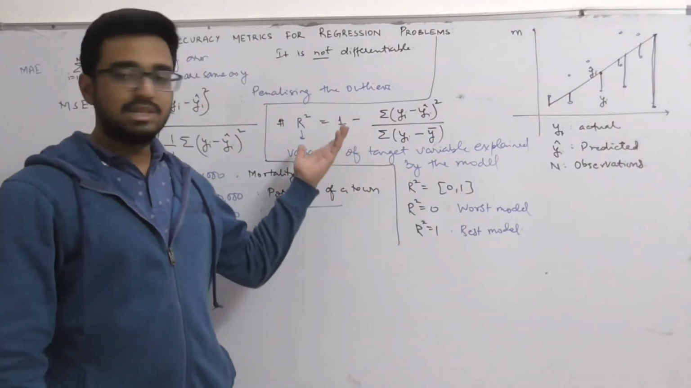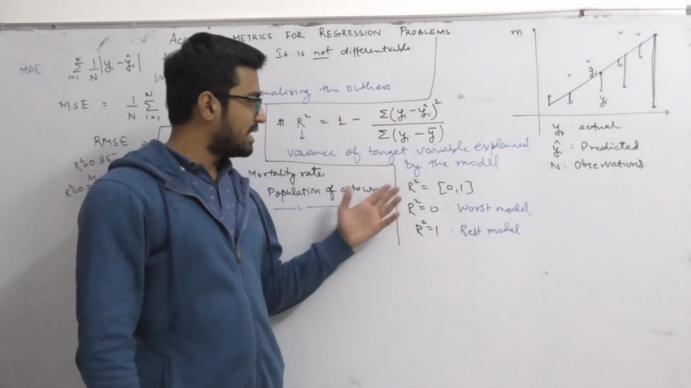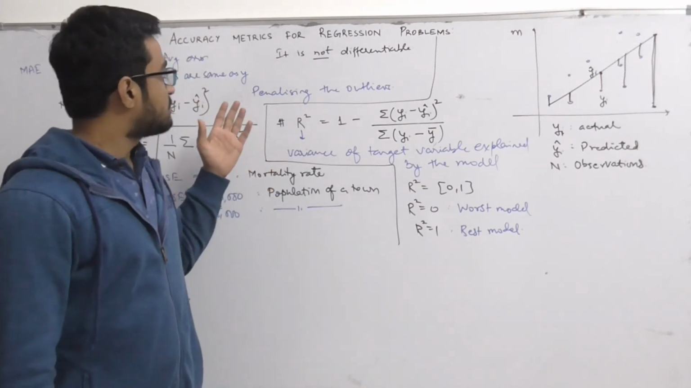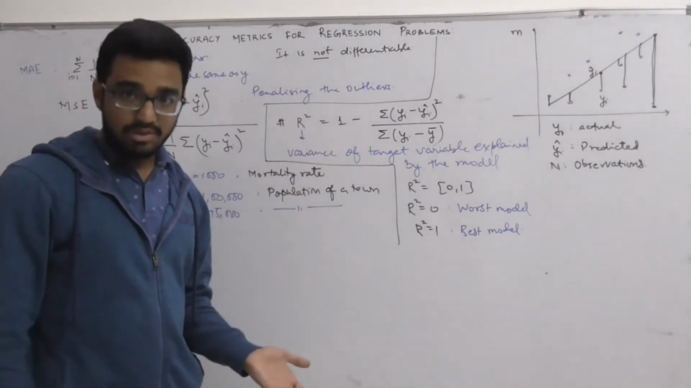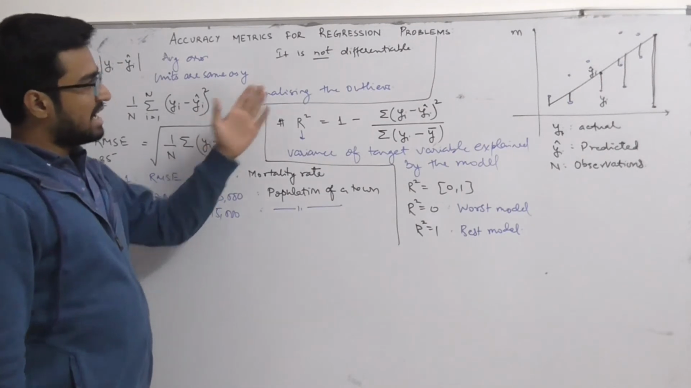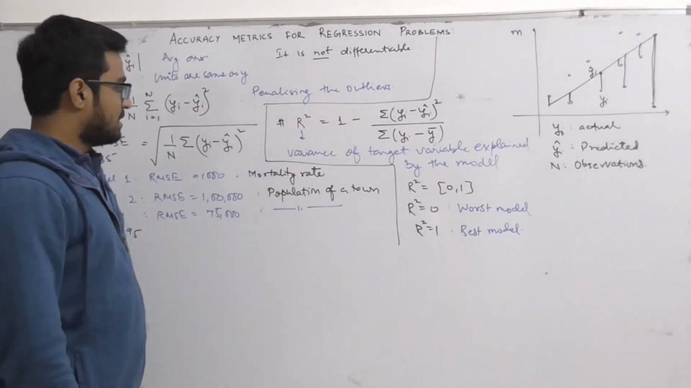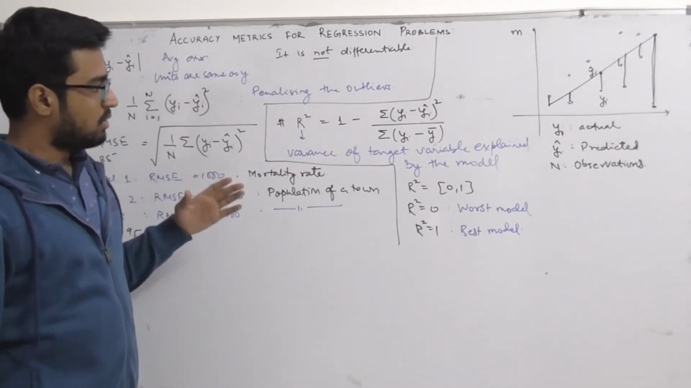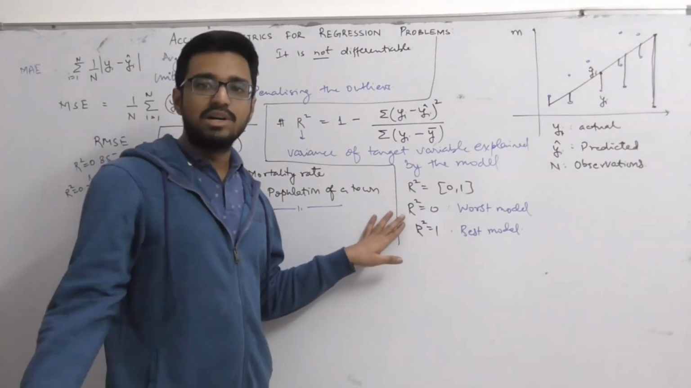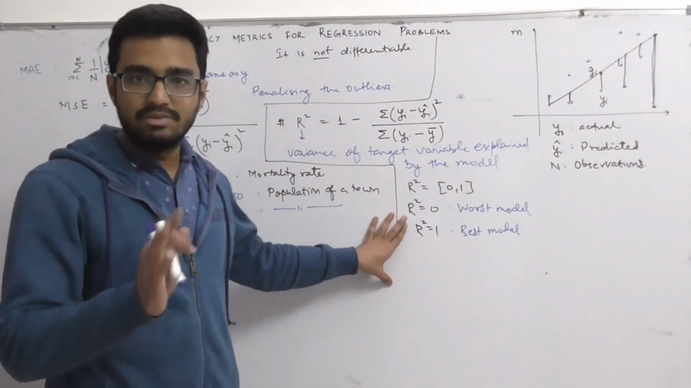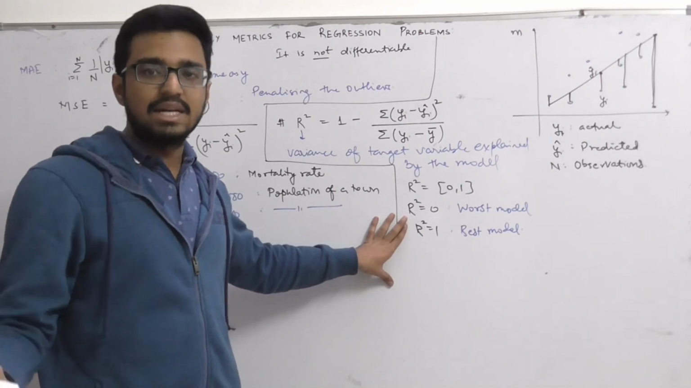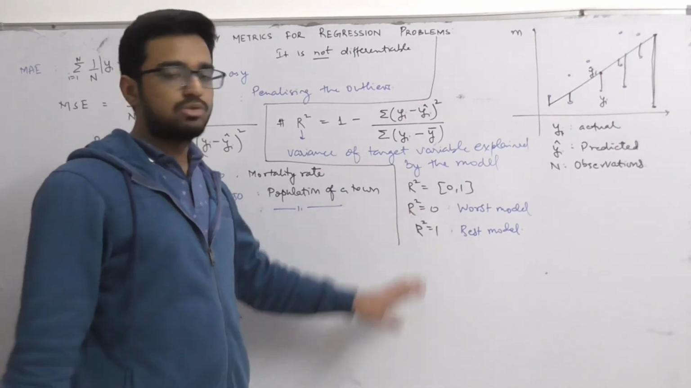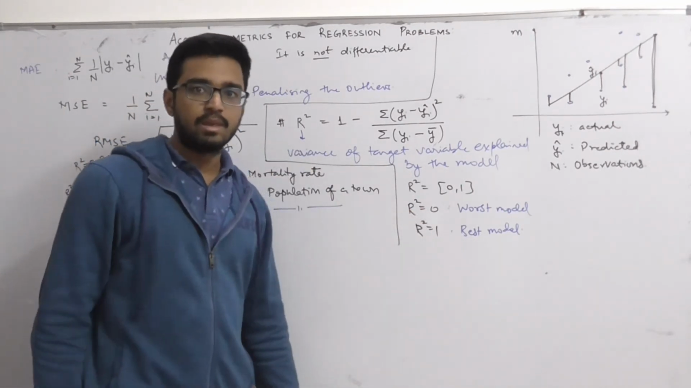Now again, R square is a dimensionless quantity varying between 0 and 1. R square is of course differentiable. It penalizes the outliers, and we have no interpretability issues. If it is close to 1, then we can say that it is a good model, and if it is close to 0, it is the worst model.